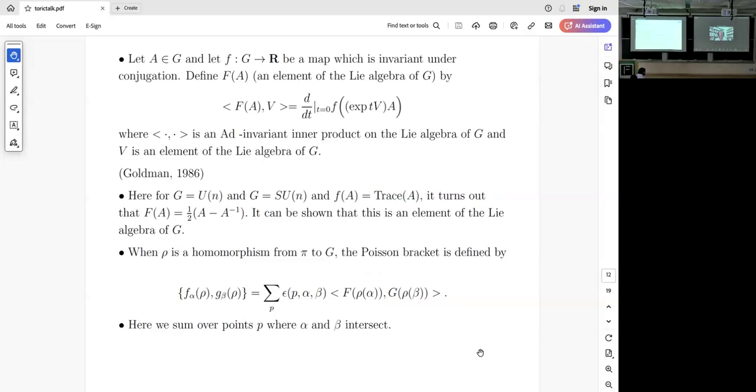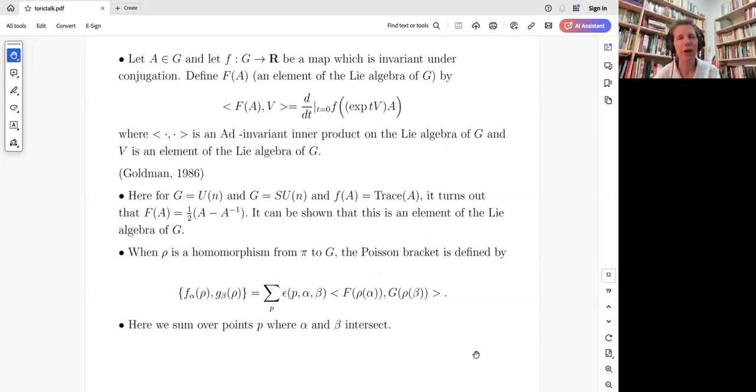One thing you can see from this is that if alpha and beta do not intersect, then the functions f sub alpha and g sub beta Poisson commute. So the Hamiltonian flows corresponding to disjoint loops are actually commuting flows. That's quite clear from this description of the Poisson bracket.